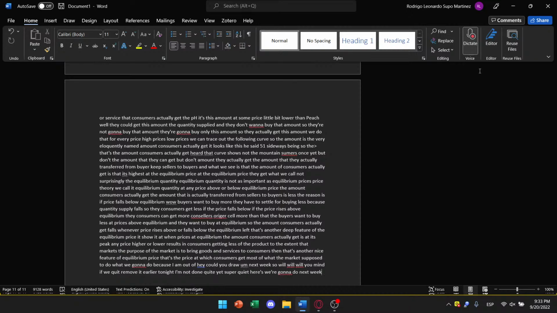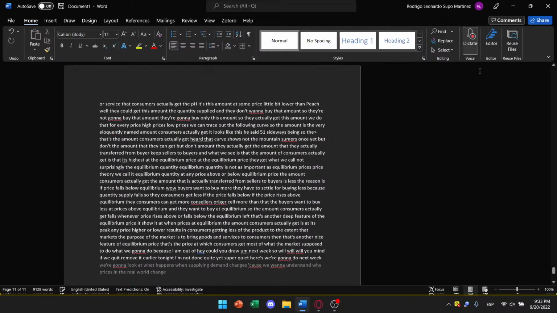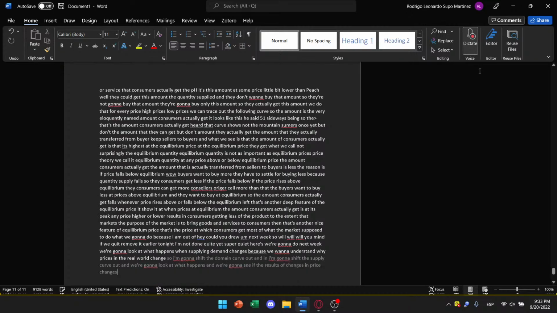Here's what we're going to do next week. We're going to look at what happens when supply and demand change, because we want to understand why prices in the real world change. So I'm going to shift the demand curve out and in. I'm going to shift the supply curve out and in. We're going to look at what happens, and we're going to see if the results of changes in price and quantity make some kind of sense. I'll argue that they do, or at least give you the economist's reasons for understanding that the results make sense.